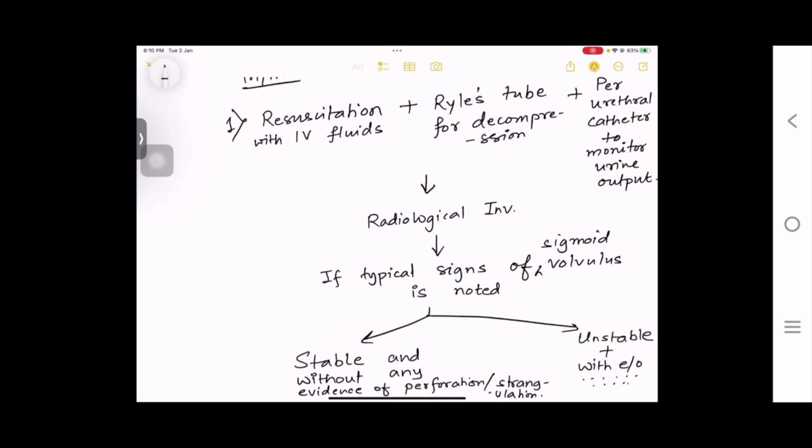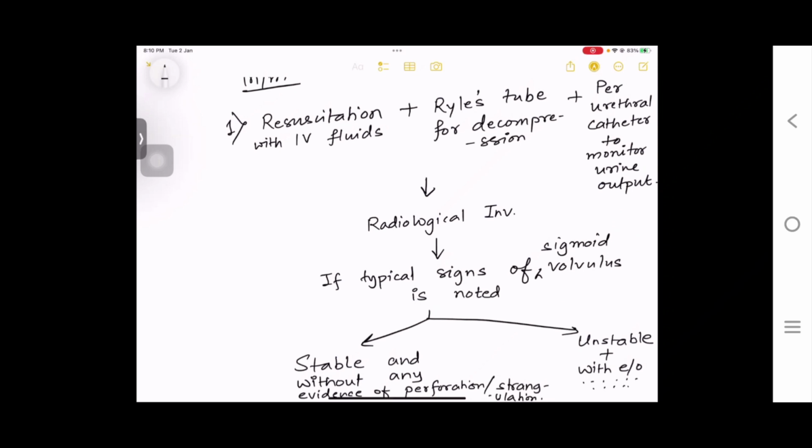Now comes how will you manage a case of volvulus. So first, as there are features of shock, you will do resuscitation with IV fluids, Ryle's tube for decompression, and per urethral catheterization for monitoring the urine output. These are the basic things that you do in everything. Then you do the standard radiological investigations to confirm the diagnosis. That is, you do the direct X-ray of the abdomen, you do the barium enema.